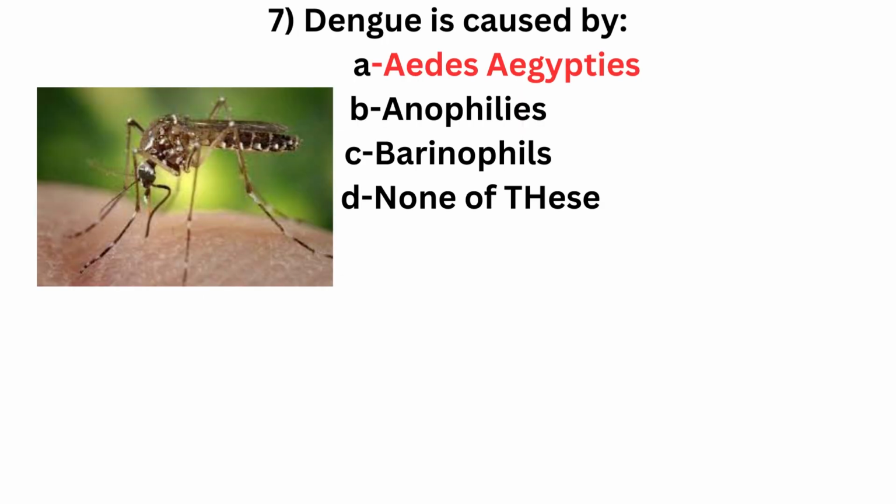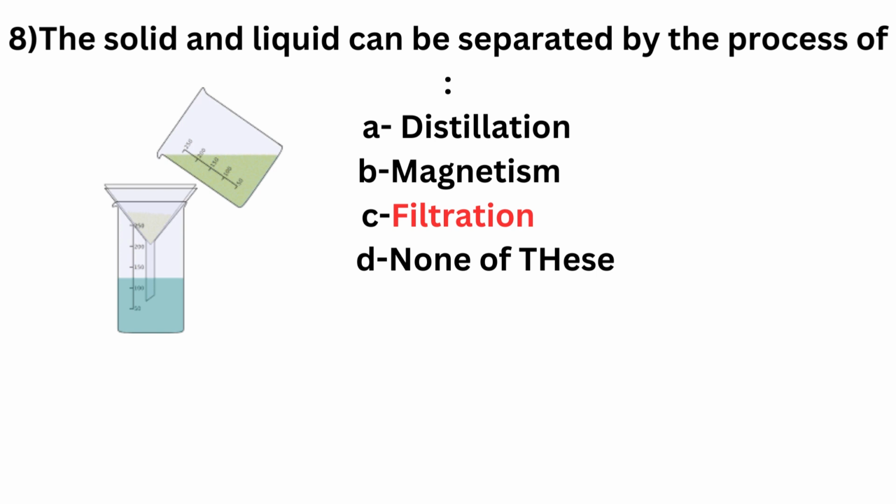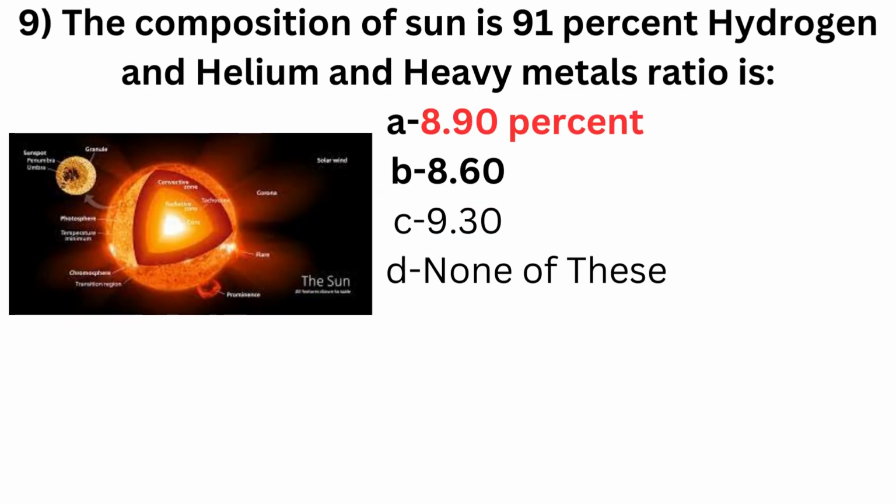And dengue is a disease which is caused by Aedes aegypti. It is basically transmitted by Aedes aegypti mosquito, and it is a viral infection. And the solid and liquid can be separated by the process of filtration. So filtration is a process by which we separate solid and liquid from each other.